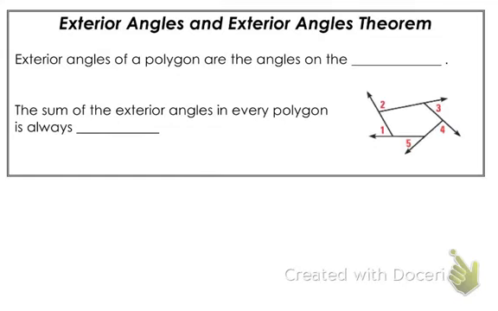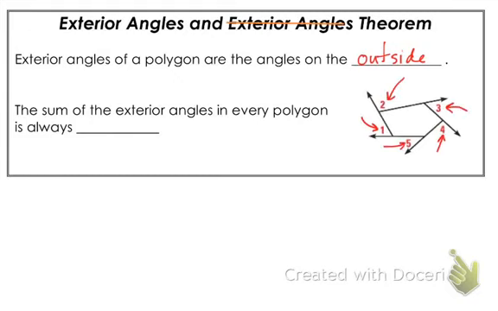Alright, the exterior angles theorem. I think it's supposed to just have one, so we'll cross it out. Basically, the exterior angles of a polygon are the angles on the outside. The sum of the exterior angles in every single polygon is always equal to 360. So these are all the exterior angles.